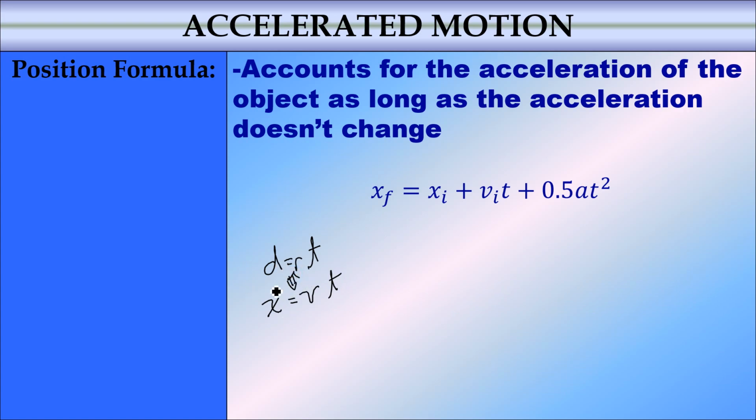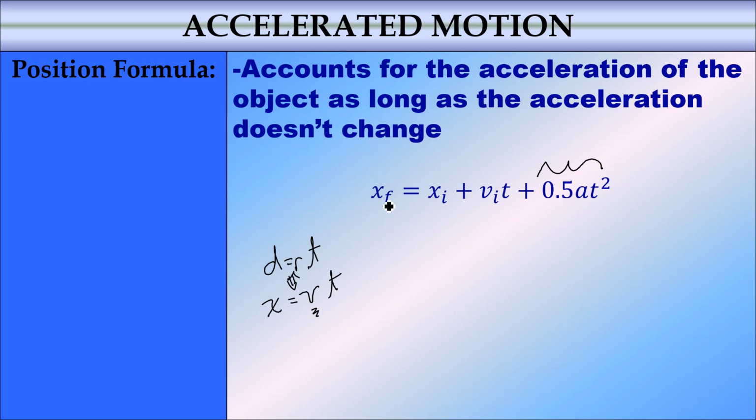but neither of these account for what if the object we're talking about, say a car, bike, a person running, doesn't matter, is speeding up or slowing down, in which case their velocity does not remain constant. So this formula is an extension of these, and you can see it has this extra piece right here. So let's go through each of these pieces.